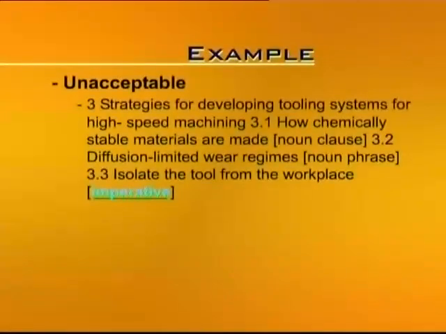When you are attempting to write sentences that are parallel, make sure that all headings and subheadings are parallel with other headings and subheadings of the same level. Make sure all entries of the same level in an outline are parallel as well. Let's work on an example. It would be unacceptable to say: three strategies for developing tooling systems for high-speed machining, and then the subheadings being how chemically stable materials are made, the other subheading being diffusion limited wear regimes. The first was a noun clause, second is a noun phrase, and the third heading being isolate the tool from the workplace, which is an imperative.